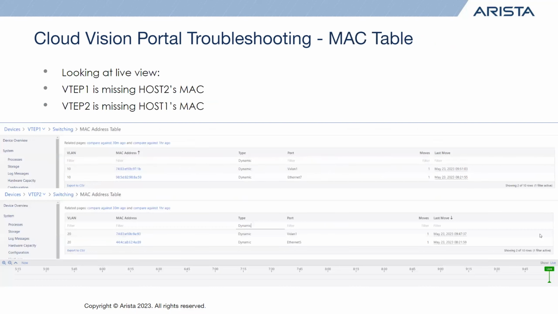So now we're looking at the live view. This is just a static image. We can see that VTEP1 specifically is missing host 2's MAC, and VTEP2 is then missing host 1's MAC. Note that these are both sorted by dynamic, so we have more MAC addresses in play, but you can sort any of these tables by any value. We just did this to decrease the amount of MACs shown.